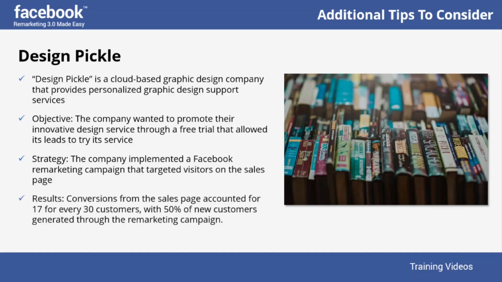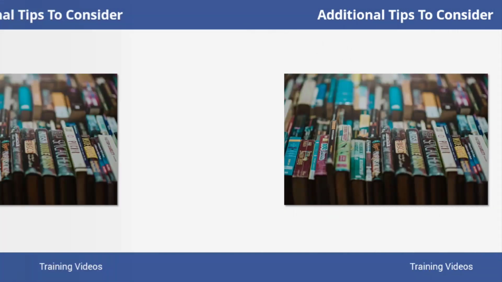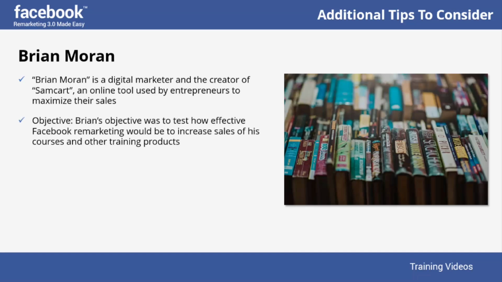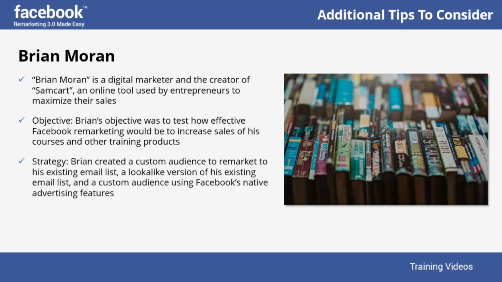Results: conversions from the sales page accounted for 17 for every 30 customers, with 50% of new customers generated through the remarketing campaign. Brian Morin. Brian Morin is a digital marketer and the creator of Samcart, an online tool used by entrepreneurs to maximize their sales. Objective: Brian's objective was to test how effective Facebook remarketing would be to increase sales of his courses and other training products. Strategy: Brian created a custom audience to remarket to his existing email list, a lookalike version of his existing email list, and a custom audience using Facebook's native advertising features.